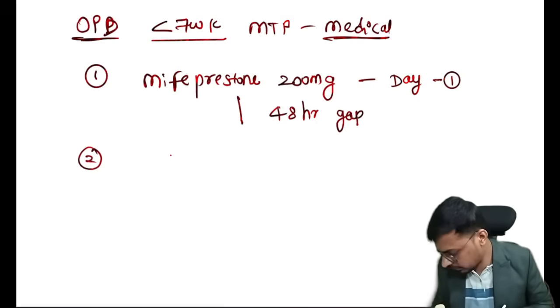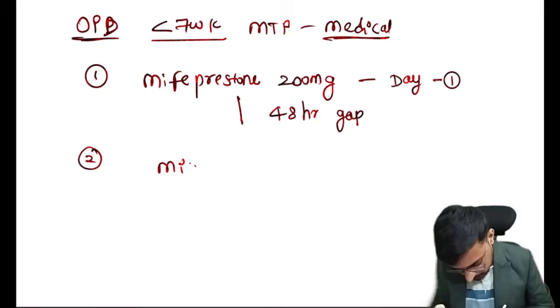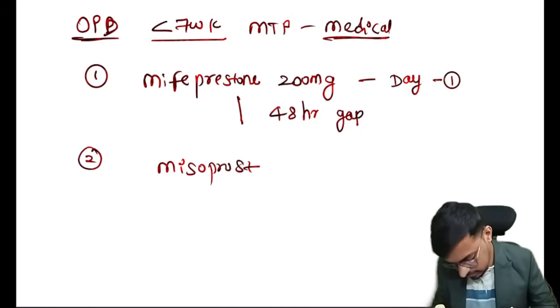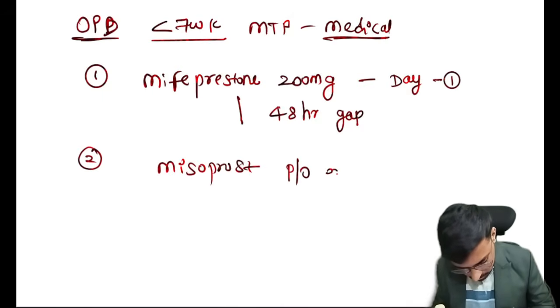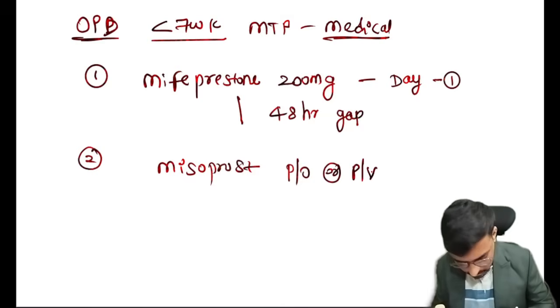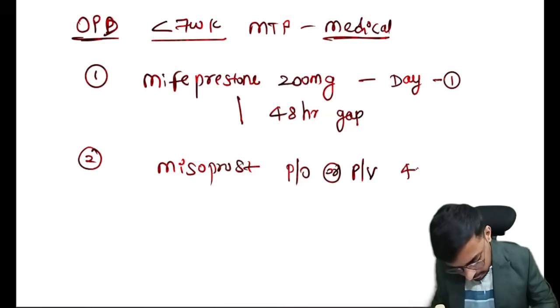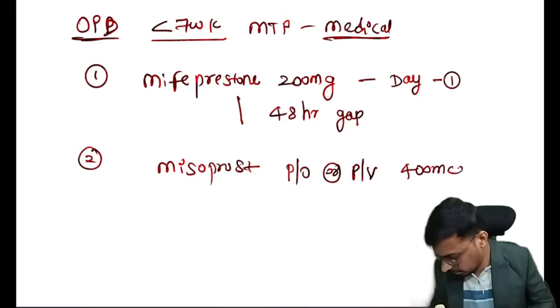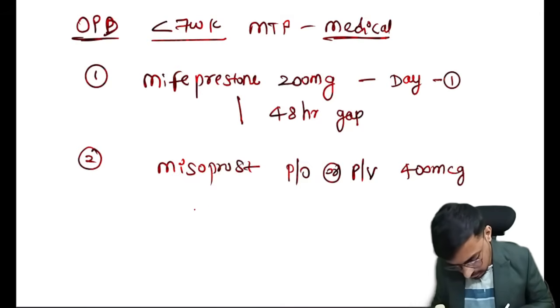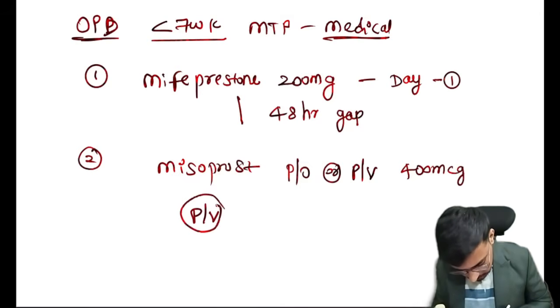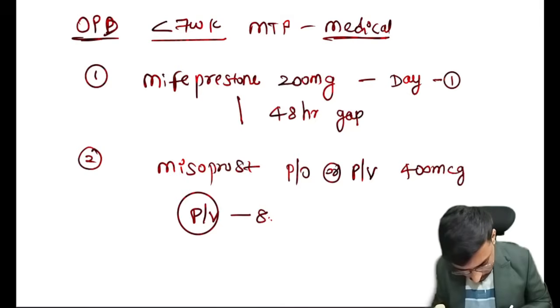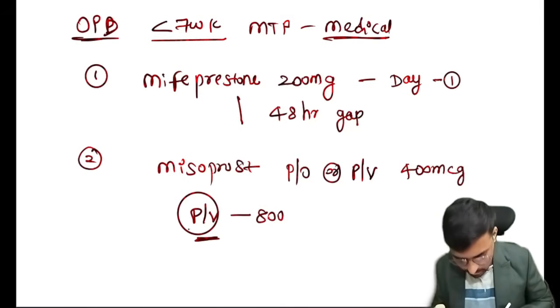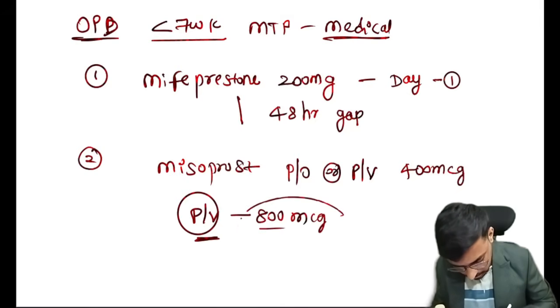again I will give the misoprostol. This will be given per oral or per vaginal, 400 microgram. This is very important, and here the WHO says you have to give it per vaginal only, that is 800 microgram. According to the WHO, if asked, it is only per vaginal, not per oral, only per vaginal, 800 microgram we have to give.